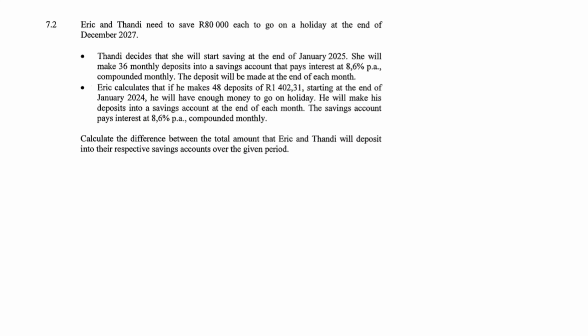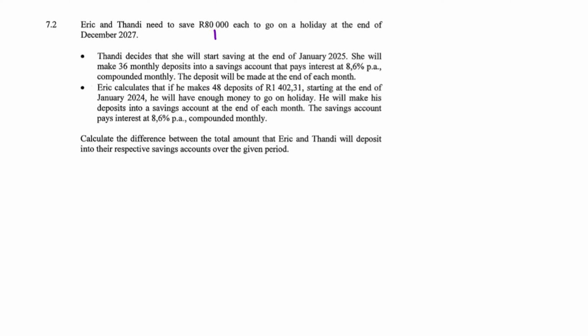Eric calculates that if he makes 48 deposits of 1,402 Rand starting at the end of January 2024, he will have enough money to go on holiday. He will make his deposits into the savings account at the end of each month. The savings account pays an interest of 8.6% per annum compounded monthly. Calculate the difference between the total amount that Eric and Tundi will deposit into their respective savings accounts.